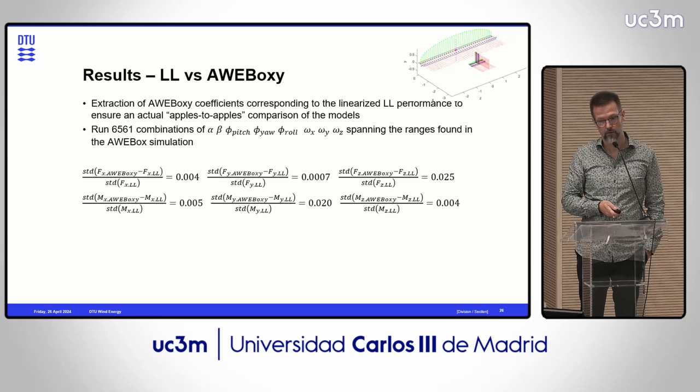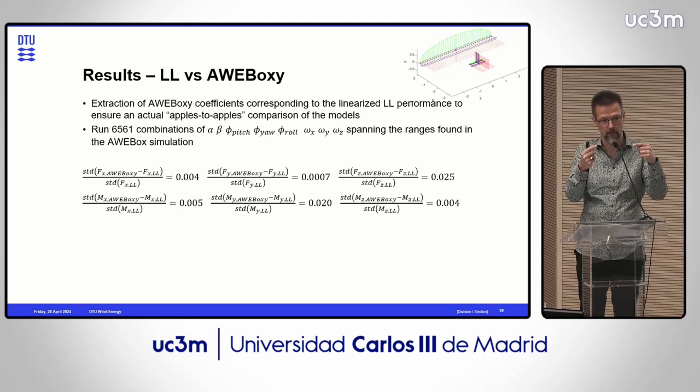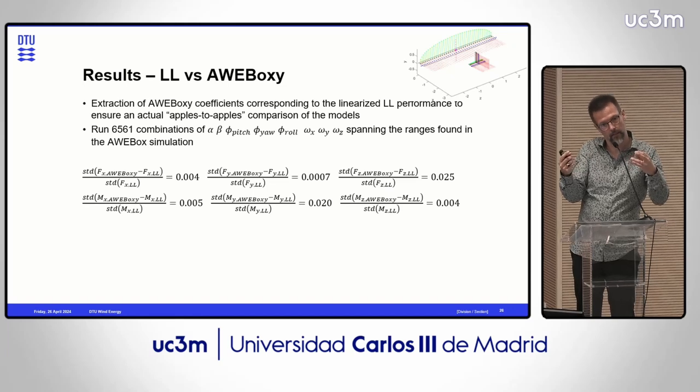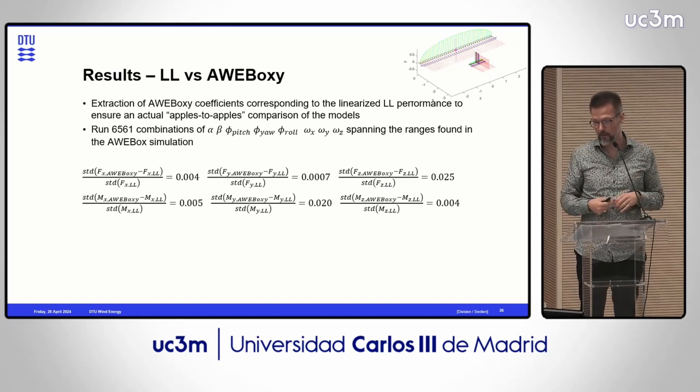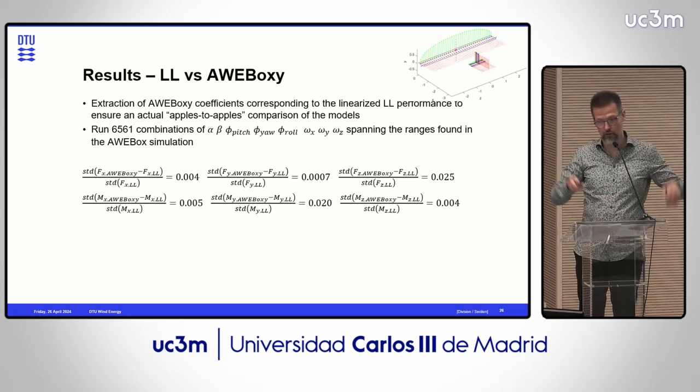And the depressing result is here. So I'm looking at the standard deviation of the difference divided by the standard deviation of the result from the model I think is the best one, the lifting line one. And what you see here is that it's incredibly close. So it just turns out that 144 elements is enough to really model this kind of behavior if you only look at this shape.